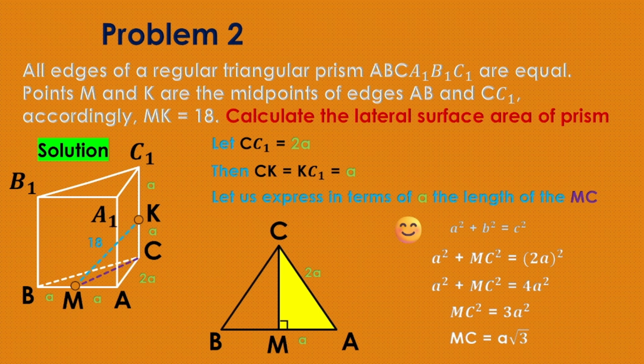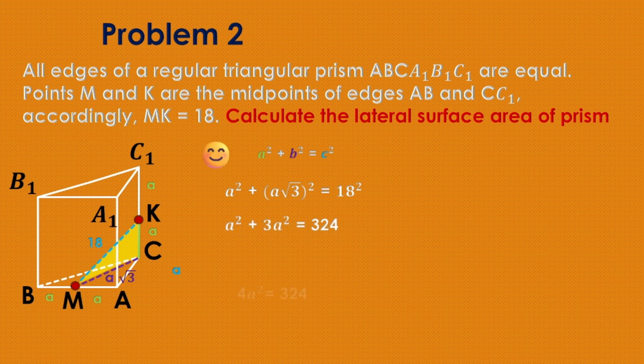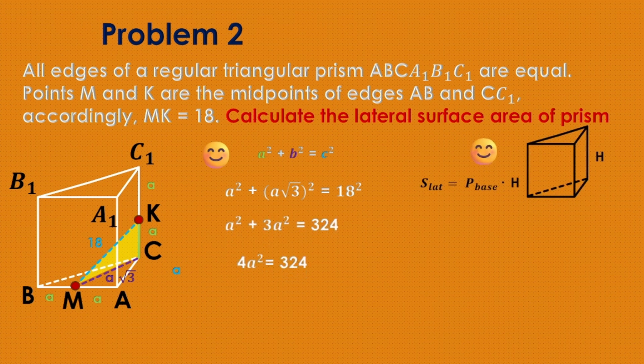We continue to solve problem number 2. So I take this triangle MKC, I highlighted it in yellow, and from this triangle we need to determine KC. So I substitute these values. After the calculations, we get that 4A squared equals 324.